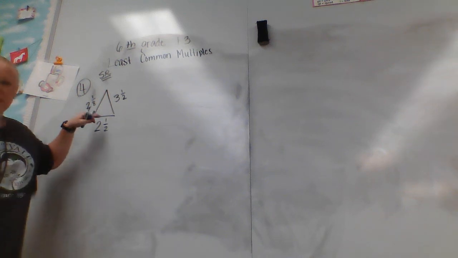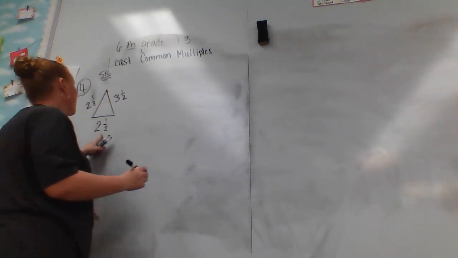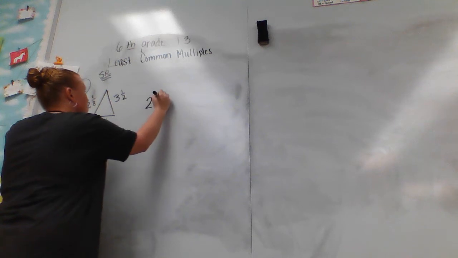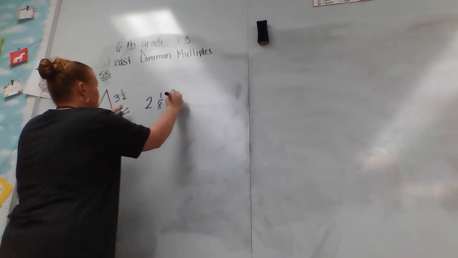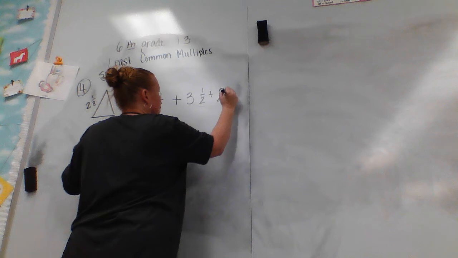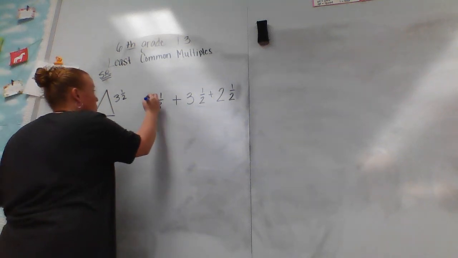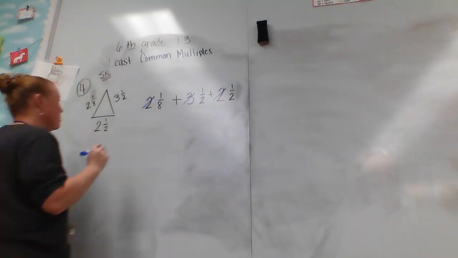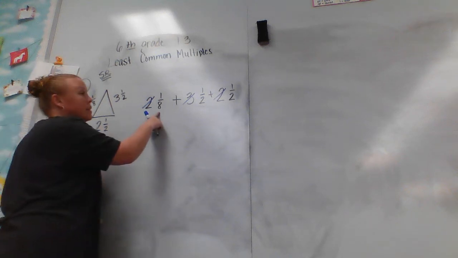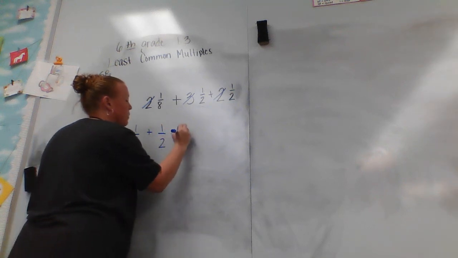I don't care that that's not the actual distance measurement wise. I just needed to know that those are there. Okay, so I need to add these up if I need to know my way around. It wants the perimeter. So 2 1/8 plus 3 1/2 plus 2 1/2. Okay, so we're adding. So I'm going to go ahead and take these whole numbers, 1, 2, 3, and I'm going to put them over here. So I have 2, I have 3, and I have 2. That way, the only numbers I'm working with are 1/8, 1/2, and 1/2.